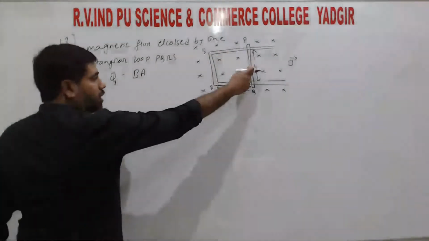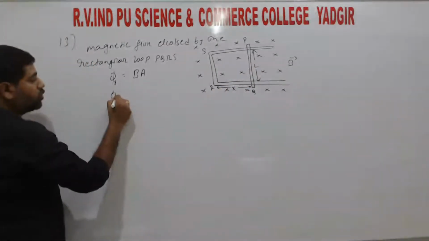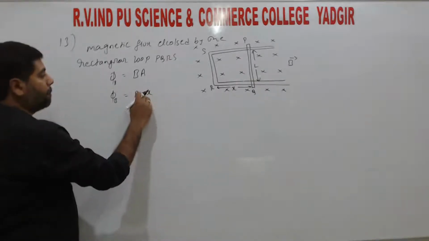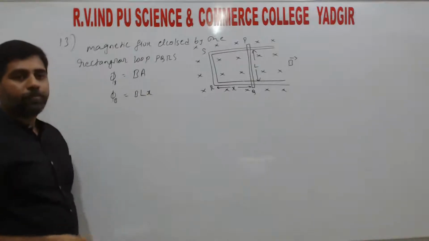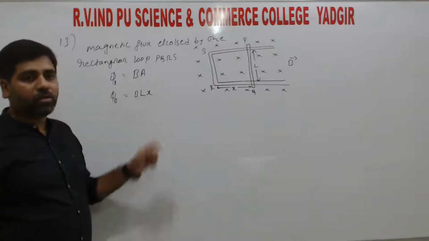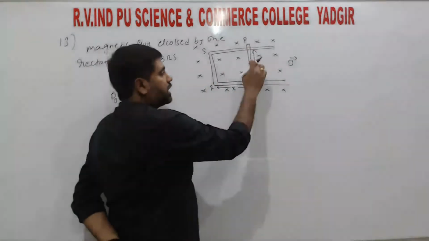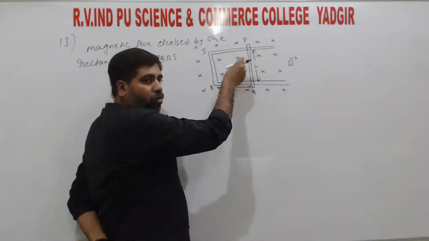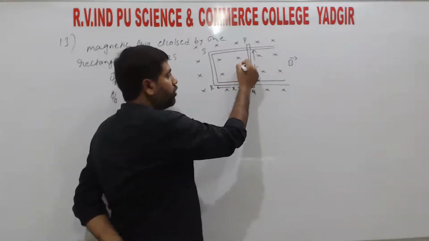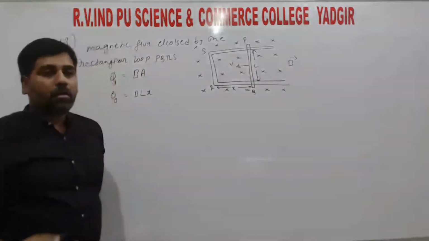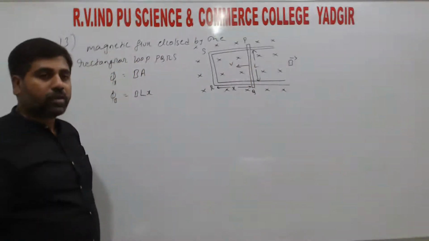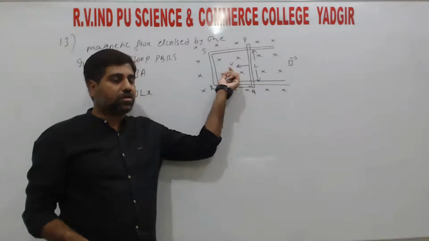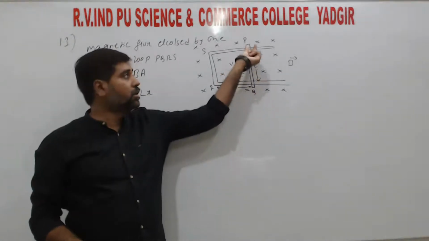The area of a rectangle is L into X, right? So phi B is equal to B into L into X, where capital L is the length. In this rectangular loop we made this PQ arm movable, so we are using it as a movable arm. When we move this conductor PQ in the magnetic field, the flux changes. Hence the EMF is induced across the ends of the conductor PQ.